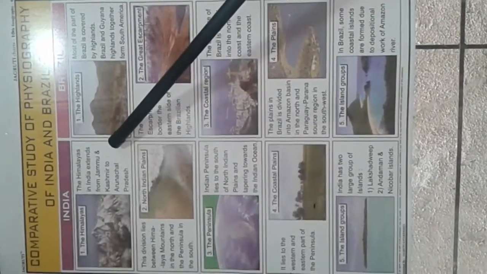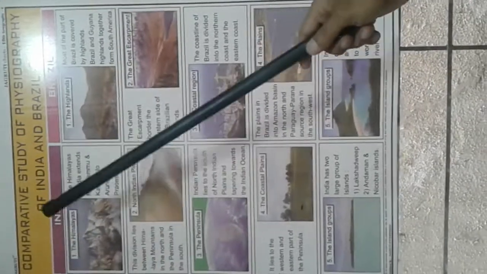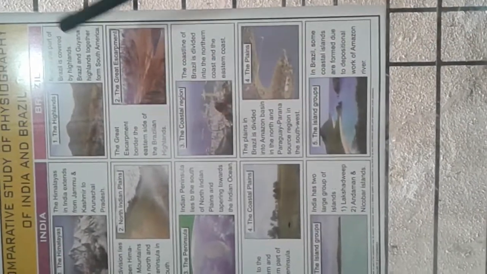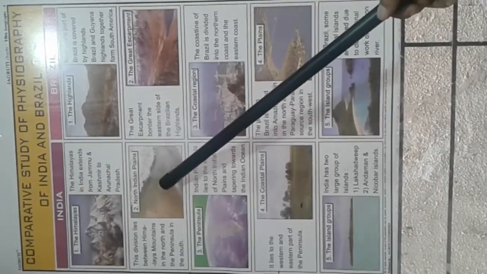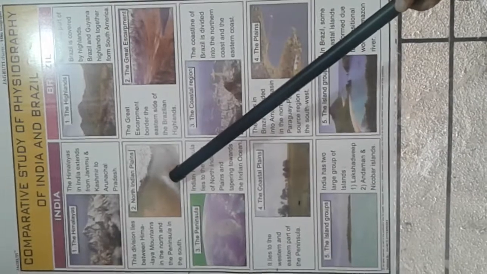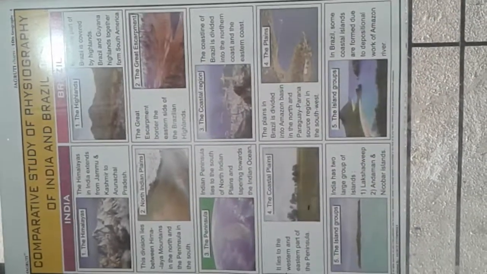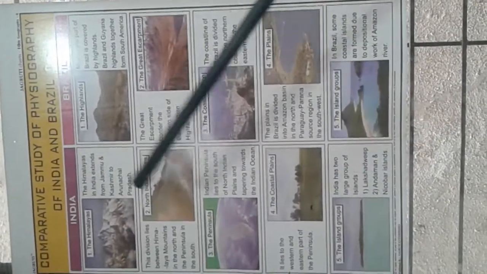The Himalayas in India extend from Jammu and Kashmir to Arunachal Pradesh, from the northwest to the northeast. The second is the North Indian Plains. This division lies between the Himalayan mountains in the north and the peninsula in the south. So the division between the Himalayas and the peninsula is called the North Indian Plains.